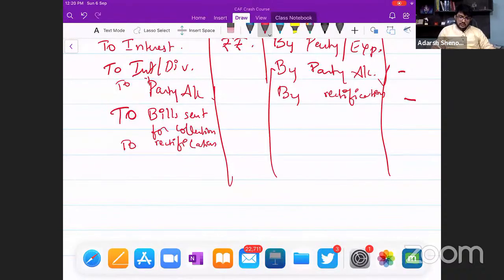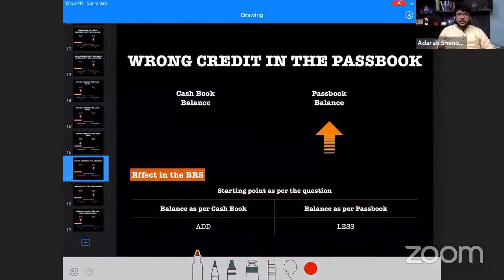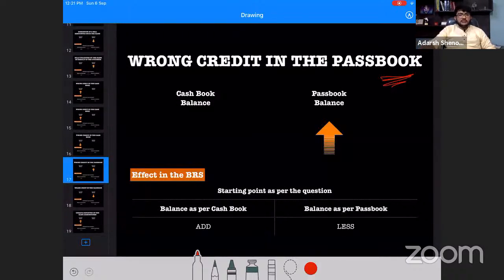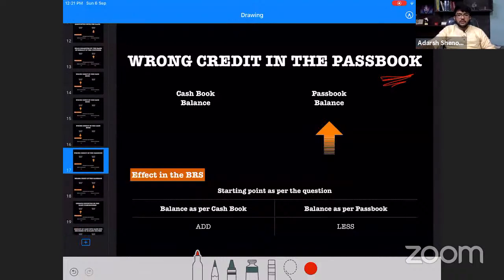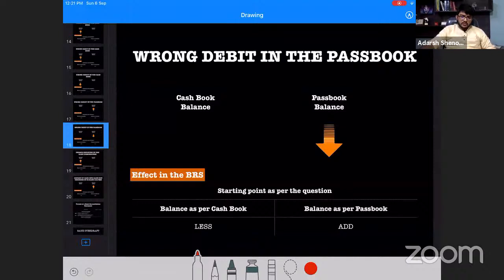Wrong credit in the passbook. Should you enter this in the cash book? Should you rectify this in the cash book? No. Where will this appear? If there's a point like this, where will this appear? This will appear in the bank reconciliation statement. You can't make corrections in the passbook, right? You can't use whitener and make corrections in the passbook. You have to write this in the BRS, bank reconciliation statement. It is a cause of difference. What about this? Again, same. It will come in the BRS.